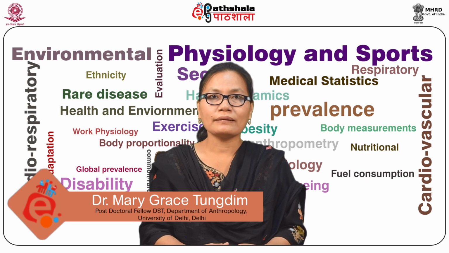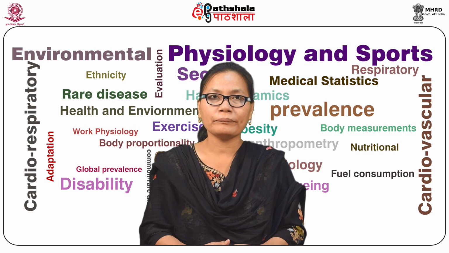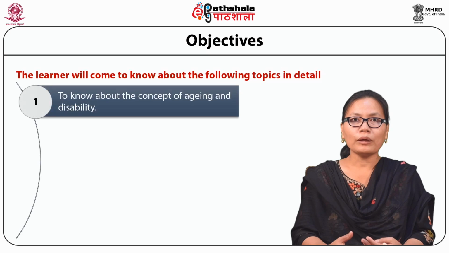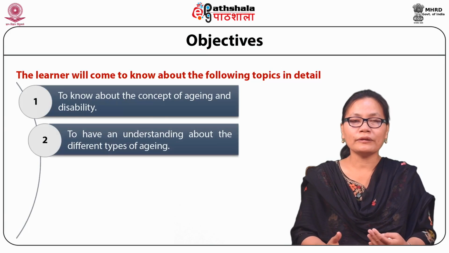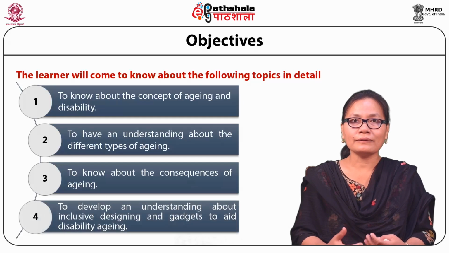Today we are going to discuss a module, Disability, Aging and Inclusive Design, under the paper entitled Physiology and Sports Anthropology. In this module, the learner will come to know about the following topics in detail: the concept of aging and disability, an understanding of the different types of aging, the consequences of aging, and an understanding of inclusive designing and gadgets to aid disability aging.